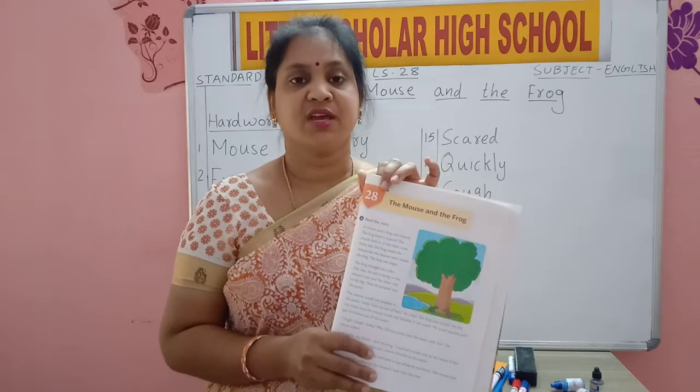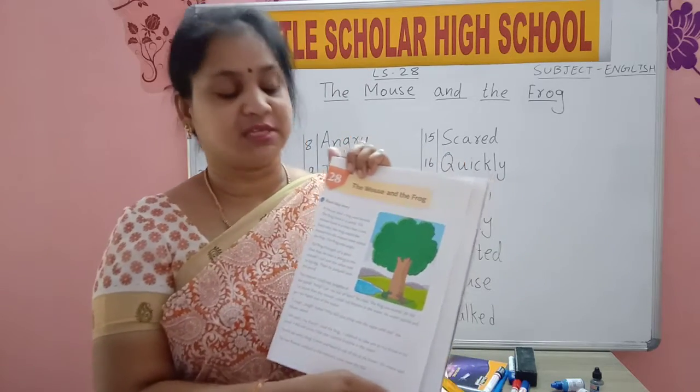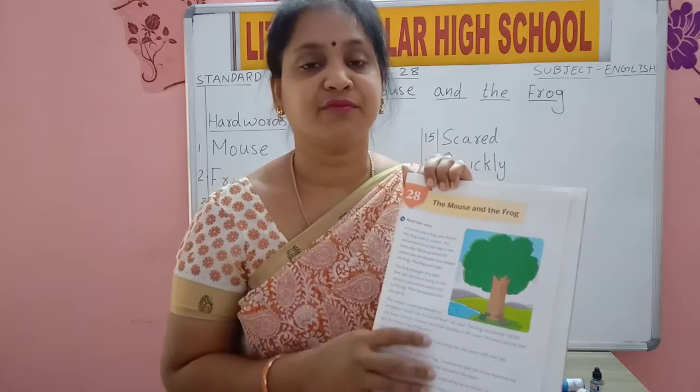Two friends. A story about two friends, a mouse and a frog. Open your textbook, page number 83. The mouse and the frog.